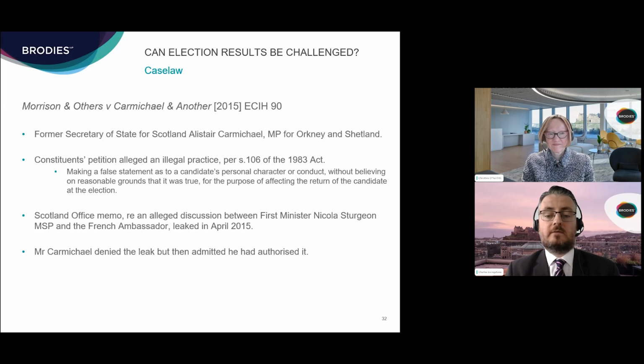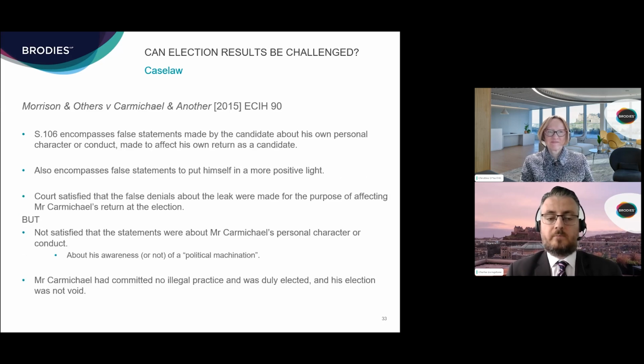So what the court decided, having established these facts, is on the next slide, and it decided that Section 106 encompasses false statements made by the candidate about his own personal character or conduct, and those statements can be made to affect his own return as a candidate. So it covers falsely talking yourself up as well as falsely talking your opponent down. The court in that case was satisfied that the false denials about the leak were made for the purpose of affecting Mr. Carmichael's return at the election, because anything that harmed the SNP's chances would help his chances in an SNP Liberal Democrat marginal. He was the Liberal Democrat.